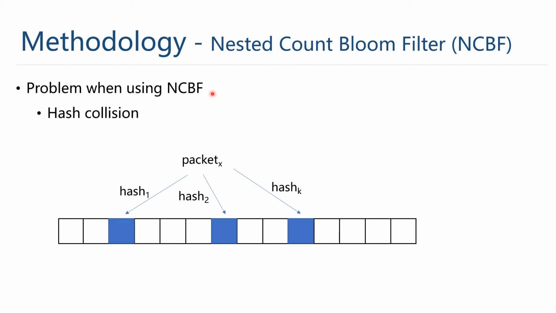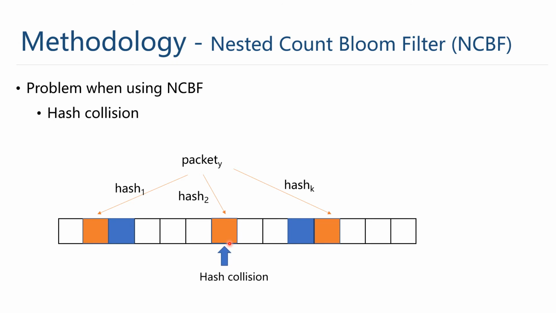Before we insert the packet, we need to know that each packet has a quintuple, including source IP, destination IP, source port, destination port, and protocol. As we can see from the figure, packet X has been mapped into K blocks. When packet Y with different quintuples is inserted, it will also be mapped to K blocks. But we can see that in this block, a hash collision occurs. So when we deploy NCBF in backbone networks, we should allocate appropriate memory to reduce the probability of hash collision.